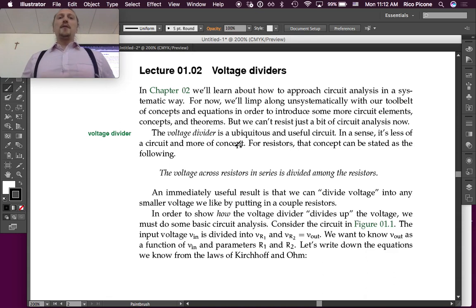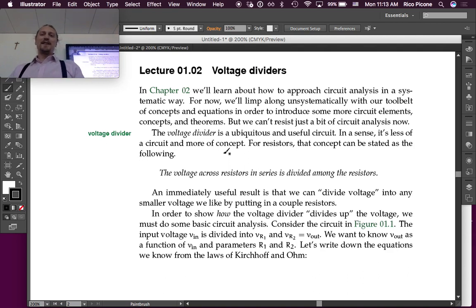So in chapter 2, we're in chapter 1 still, we'll learn how to approach circuit analysis in a systematic way. For now, we'll limp along unsystematically with our tool belt of concepts and equations in order to introduce some more circuit elements, concepts, and theorems. But we can't resist just a bit of circuit analysis now. So let's look at the circuit we're going to analyze, the voltage divider, which is a ubiquitous and useful circuit. In a sense, it's less of a circuit and more of a concept, which is a little bit sarcastic, but is kind of the case.